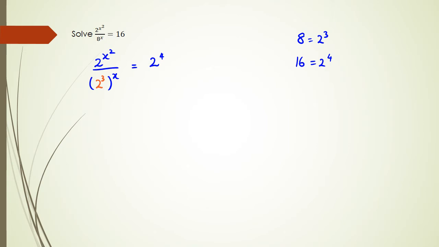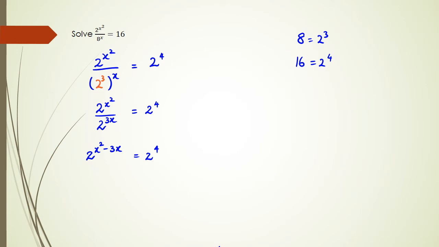So at this point, my first step would be to sort out the denominator there. So what I will end up with is 2 to the power of x squared divided by 2 to the power of 3x, and that's equal to 2 to the power of 4. The next step would be to combine the numerator and denominator together, because if you remember, when you have the same base and you're dividing, the powers get subtracted. So I can rewrite this as 2 to the power of x squared minus 3x is equal to 2 to the power of 4.